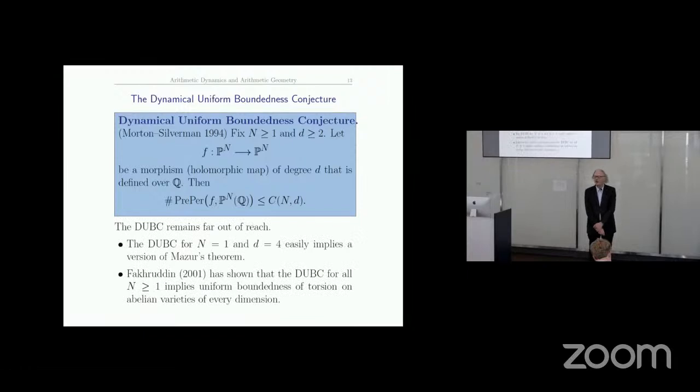This conjecture remains far out of reach and seems to lie fairly deep. Just to give an idea maybe of its depth, the very special case of taking P1, the projective line, and taking maps of degree 4, if you knew this uniform boundedness conjecture, you'd get a version of Mazur's theorem. Maybe not with 16, but with a uniform bound. And Fakhruddin showed that if you knew this uniform boundedness conjecture for all projective spaces, then it would also imply the uniform boundedness conjecture for abelian varieties on the previous slide.